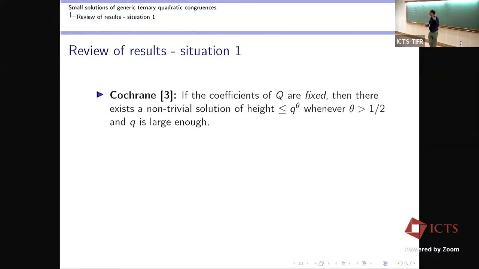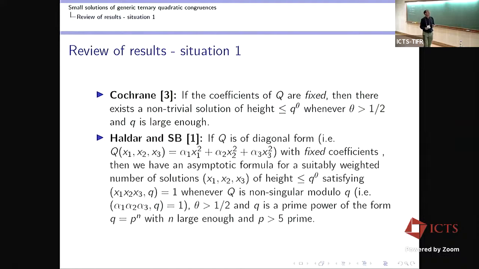When the coefficients are fixed, so the situation 1, which I mentioned, then it's not difficult to show that actually there exists a non-trivial solution of height less or equal Q to the theta with theta greater than 1/2. So as I said, the interesting case is when we allow also the coefficients of the form to vary. Okay, good. So then one result about an asymptotic formula from work with Arnold Halder, a PhD student of mine.